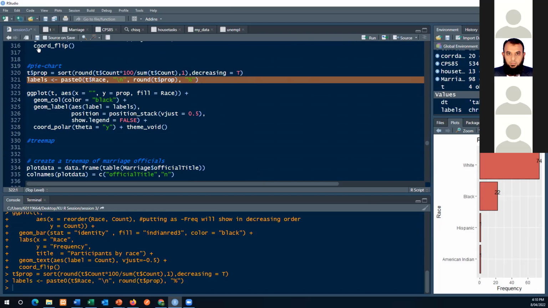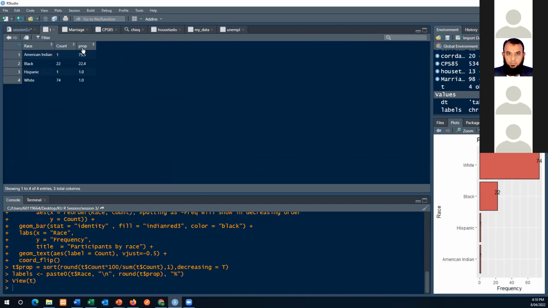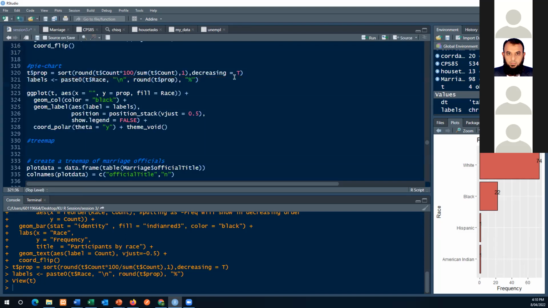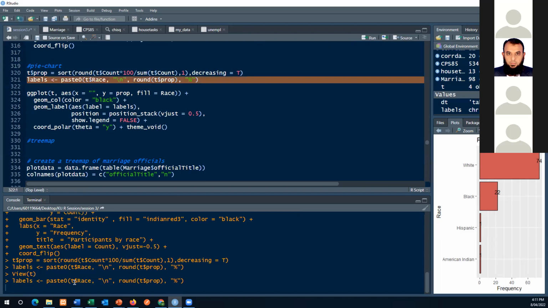Now look at our T variable. The T variable gives us the race, the count, and the proportion. So 1 is this, 174 is this, it's 22, 175. I think that's the proportion, yes. So this is the proportion, and I'm sorting it in decreasing order. Now I want to print the labels: American Indian 76%, Black 22%, Hispanic 1%, White 1%. So that kind of proportion.